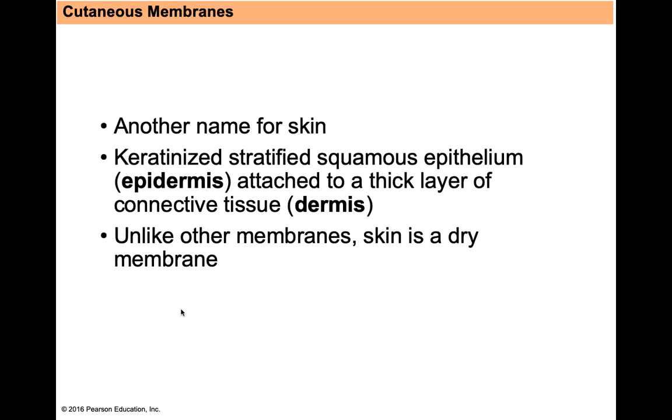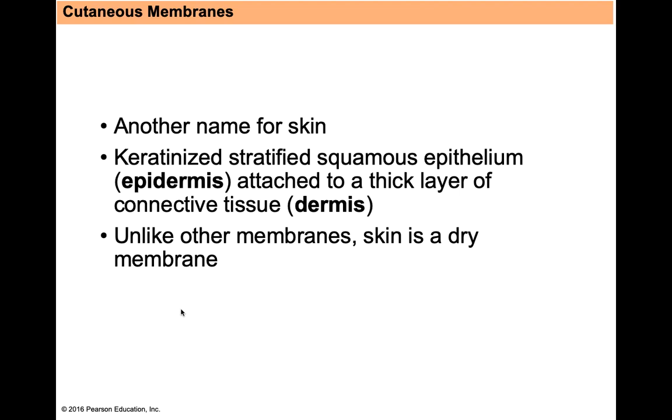Our cutaneous membrane is another name for skin. Your skin is your largest organ. It's on the outside of your body, and it protects you by keeping what's supposed to be inside in and what's outside out. Again, it's keratinized and stratified squamous epithelium. That's your epidermis, the outermost part of your skin, because you know there are different layers, attached to a thick layer of connective tissue called the dermis. So notice that it's both the epithelial tissues and our connective tissues working together here.